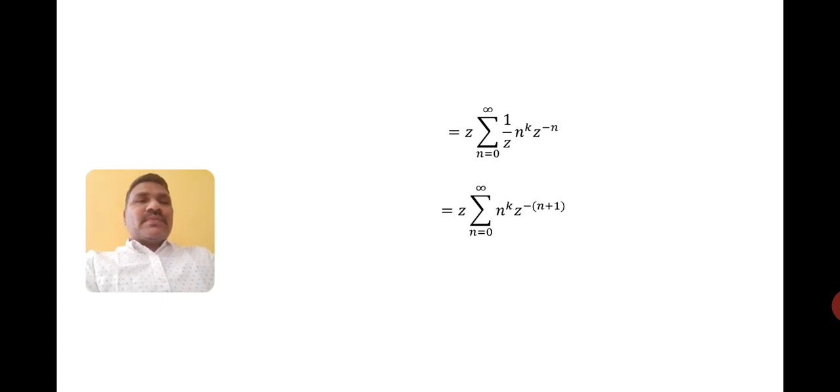z summation n runs from 0 to infinity, n to the power k, z to the power minus (n plus 1). Where has this extra 1 come from? Because I have multiplied and divided by z, the 1 by z is taken into account. Therefore, z to the power minus (n plus 1) it is.